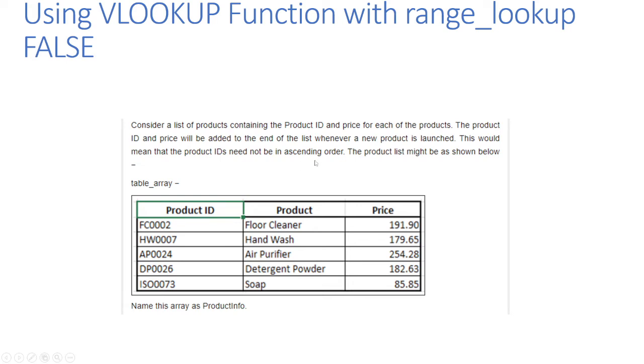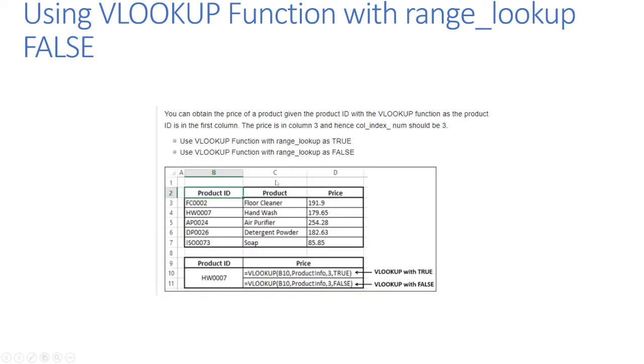The product list might be as shown below. So this is an example of the product list. So we have the product ID, product name, and price. We name this array for this example as product info. You can obtain the price of a product given the product ID with the VLOOKUP function, as the product ID is in the first column. So the price is in column 3, and hence the column index number should be 3. So this is the value that we would like to get.